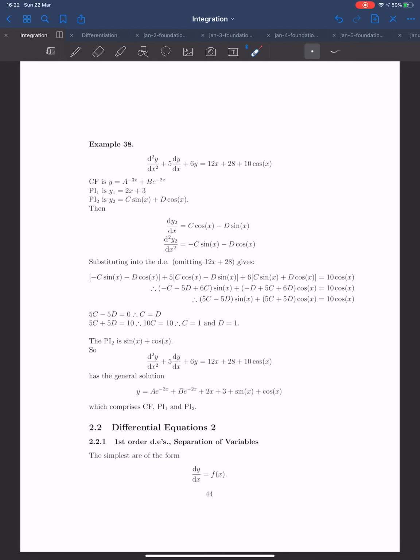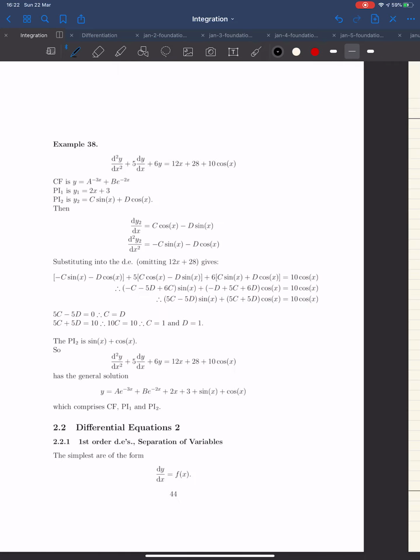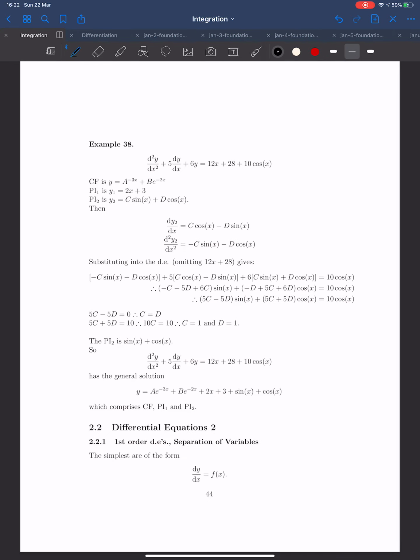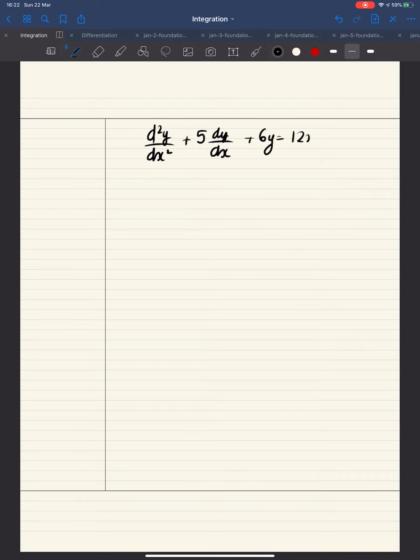Let me do this on another page. So it's d2y by dx squared plus 5 dy by dx plus 6y equals 12x plus 28 plus 10 cos x. I've already done some of this already, but I'll do it from the start.